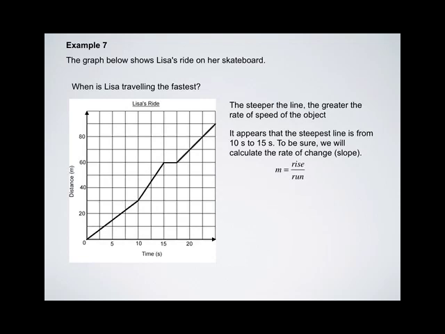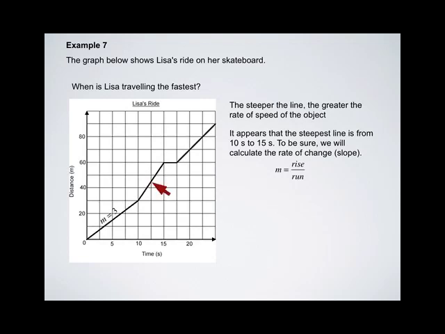Recall that slope is equal to rise over run, and we let the letter m represent slope. For the first section, our rise is 30, and our run is 10. So our slope is 30 over 10, or 3. Let's put that slope on the section of the graph as soon as we've calculated it.